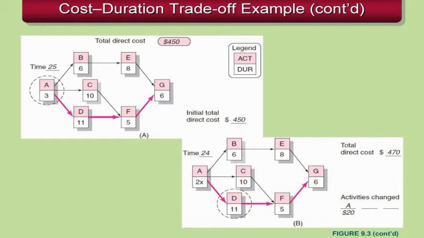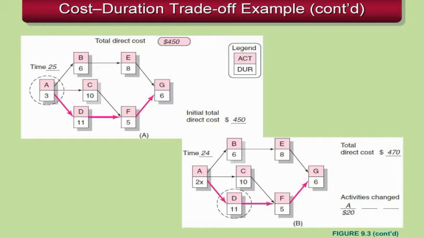So what we see here in the upper left-hand corner, we circle activity A because when comparing the cost of A, D, and F and G, A is the cheapest one to crash. The cost is $20, and we can see the results of that in screen B in the lower right-hand corner. We've reduced A from 3 to 2 days, and as a result of that, the total duration for the project went from 25 days to 24 days, and we have not affected the critical path.